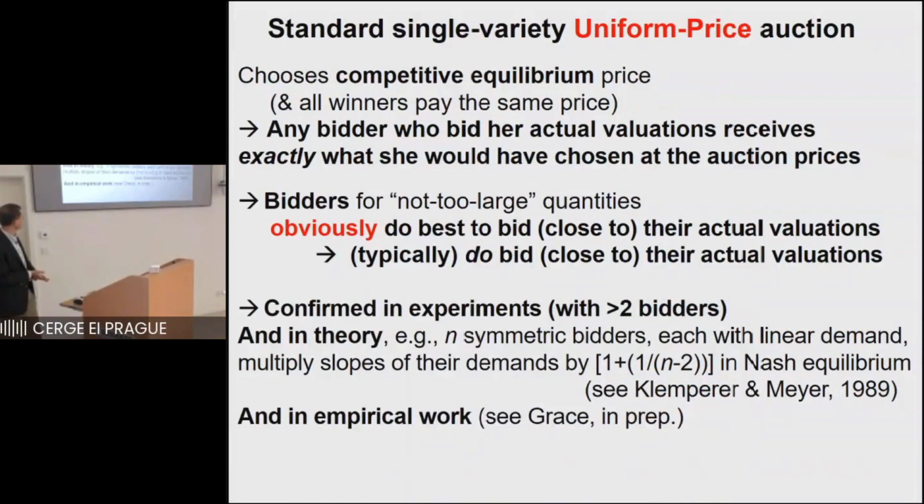It is confirmed in experiment theory and empirical work. I say it is not true if you've just got 2 bidders. If you run an experiment with 2 bidders, you will find that people don't bid their actual valuations. But as soon as you go beyond 2 bidders in experiments, even with 3 bidders, you will find in this kind of auction that basically people, quote, tell the truth. And certainly if you go beyond 3 bidders.